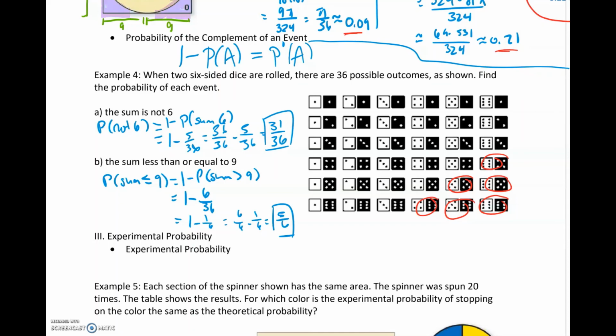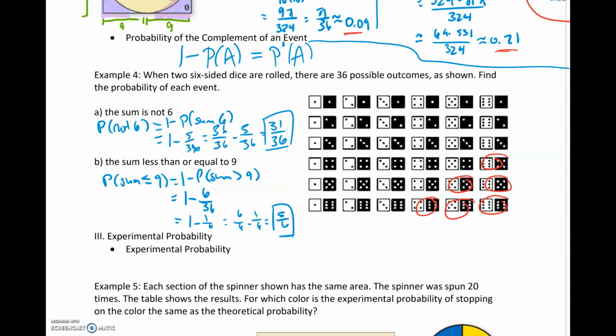Okay, last up for this lesson, we're going to deal with what's called experimental probability. So up to now, we've talked about theoretical probability that worked with the sample space. So in theory, we have 36 possible outcomes from rolling these two dice. So what's the difference with experimental probability? Experimental probability actually uses observed results.